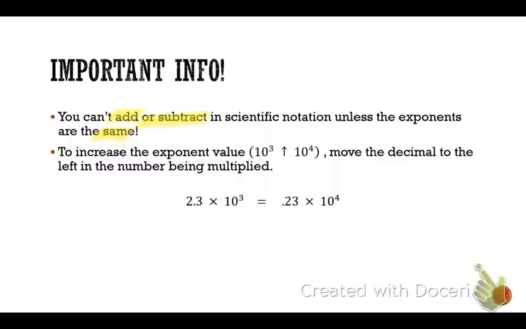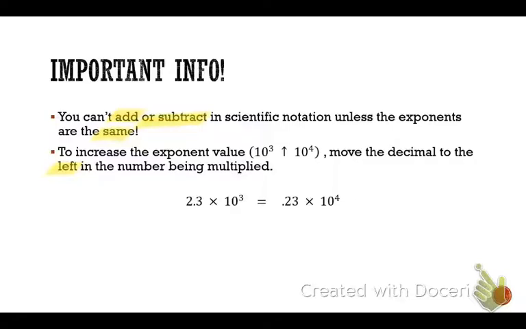We're also going to sometimes need to manipulate the powers. What do I mean by that? Maybe if I'm adding and I don't have a common power, I need to somehow create that. So here's my rule. To increase the exponent value, let's say I need to take 10 to the third power up by 1 and make it 10 to the fourth power, here's what I'm going to do. I'm going to move the decimal to the left in the number being multiplied.